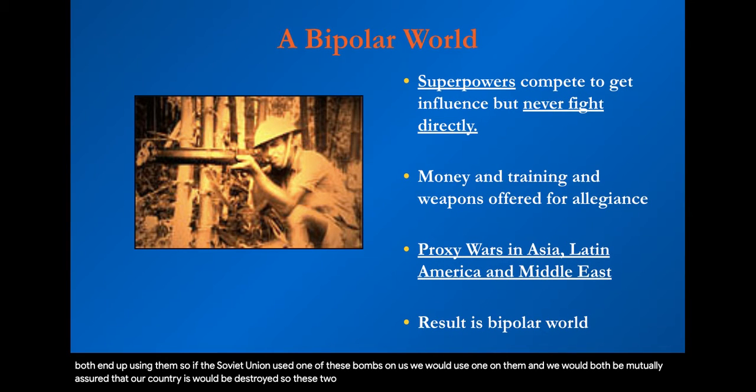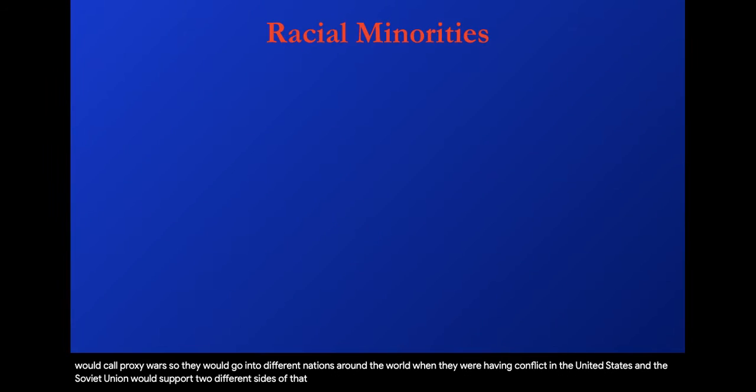So these two superpowers would never actually fight directly, but they would fight in what we would call proxy wars. So they would go into different nations around the world when they were having conflict, and the United States and the Soviet Union would support two different sides of that.